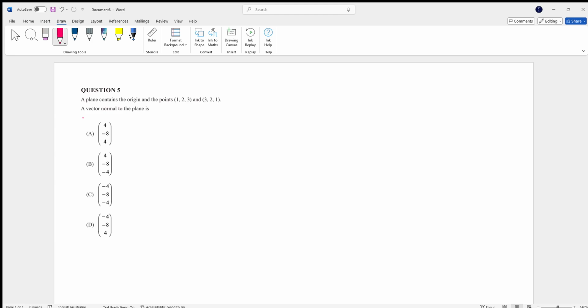So, question 5: a plane contains the origin and the point 1, 2, 3, and the normal vector is shown below. This one is a calculator question. What you would do is cross both of these vectors straight away to get your normal vector, because you have the origin, which we'll call point A, and we'll call this point B. You have A and you have B.